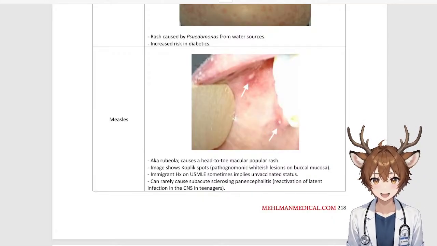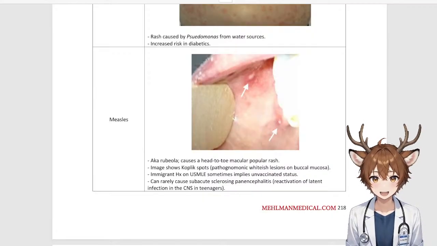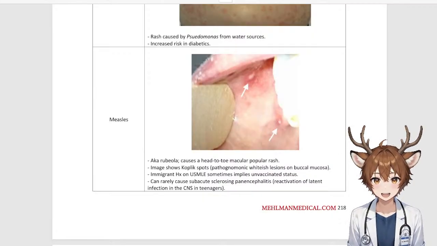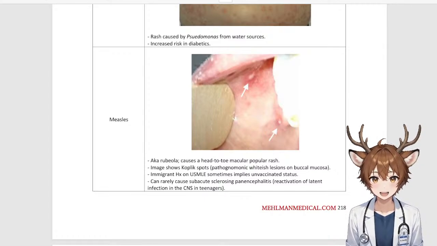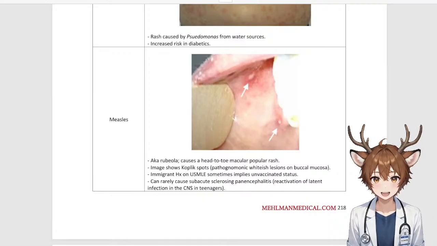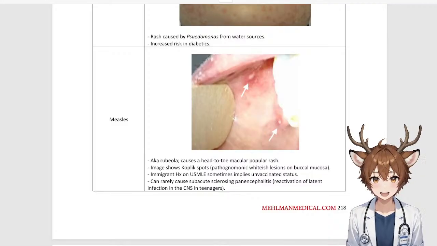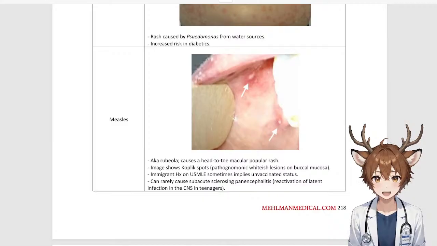AKA rubeola. So measles, aka rubeola, causes a head-to-toe maculopapular rash. Image shows Koplik spots, pathognomonic whitish lesions on buccal mucosa. Immigrant history on USMLE implies unvaccinated status. That's true. Can rarely cause subacute sclerosing panencephalitis, reactivation of latent infection in CNS in teenagers.